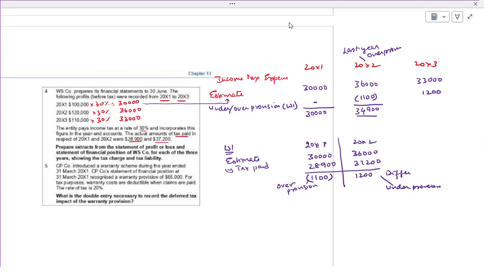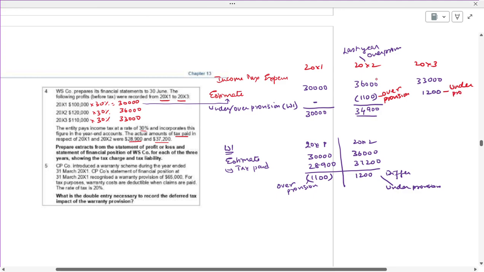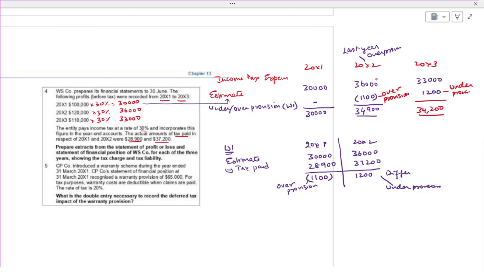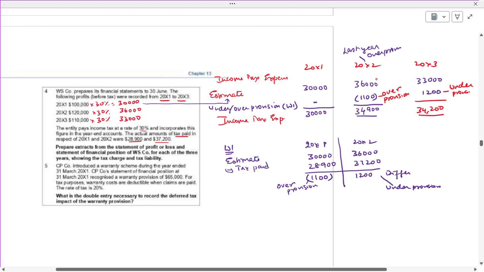Don't get confused. Okay, this is over provision. Is it right? This is over provision. We are following the same rules. This is the under provision. How much will we get? We'll get 34,200. Is it right? We'll get how much? 34,200.